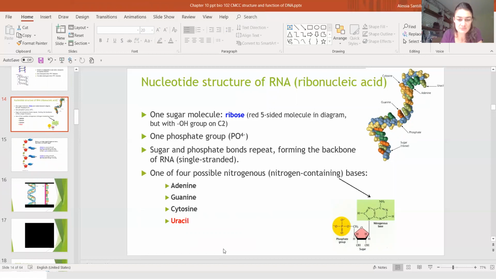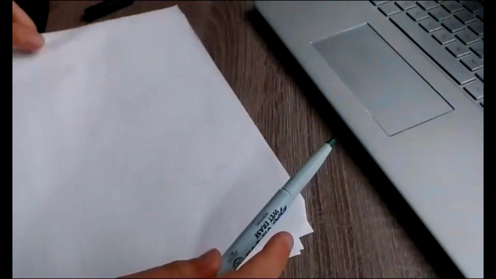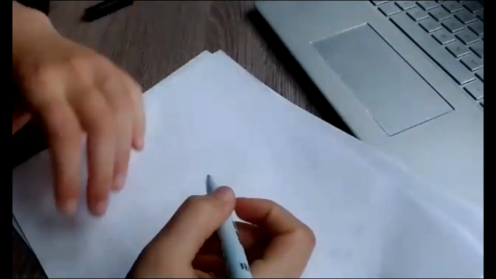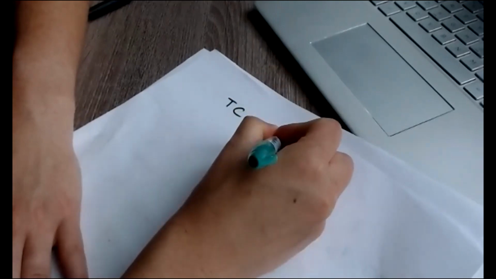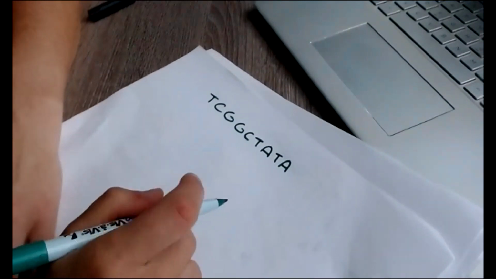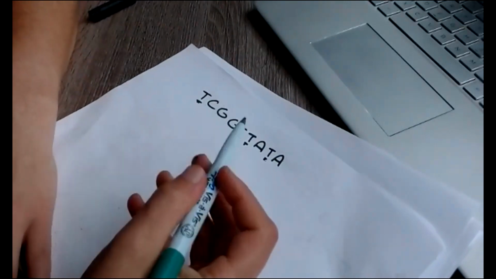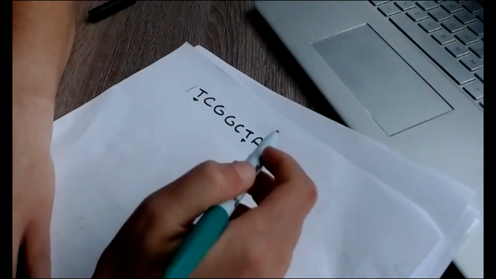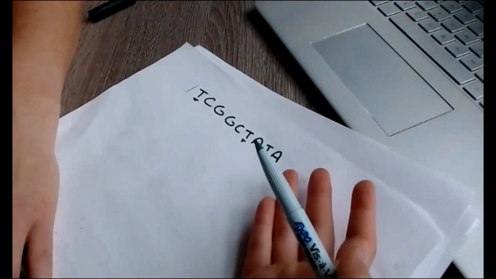So for example, in my exam, I may give you a strand of DNA. It'd be T, C, G, G, C, T, A, T, A. Okay, so that's my strand of DNA. I know it's DNA because it has thymine. I could ask you, from this strand of DNA, give me its complementary strand of RNA.